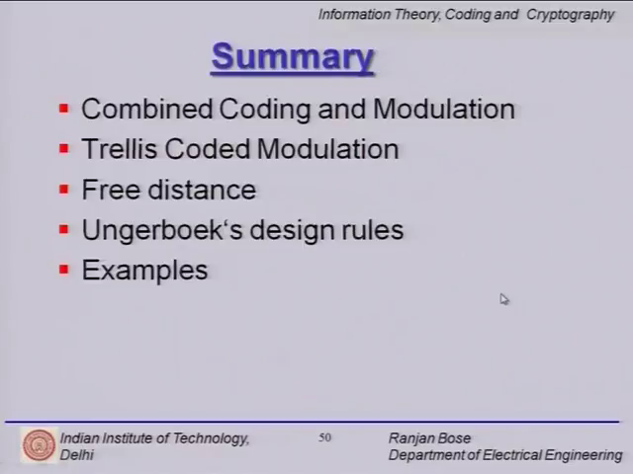So, let us now conclude this lecture. What we have looked at is the notion of combined coding and modulation. Then we introduced the idea of trellis coded modulation and how we can get improved performance without additional power or bandwidth. Then we talked about the free distance and Ungerboek's design rules. We also followed it up with some examples. With that, we come to the end of this lecture.